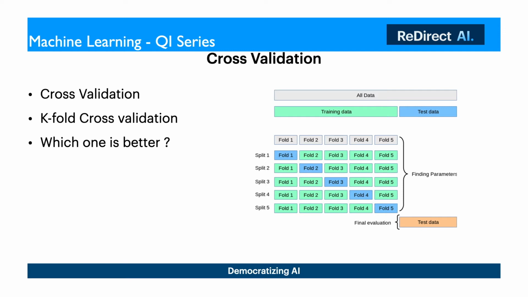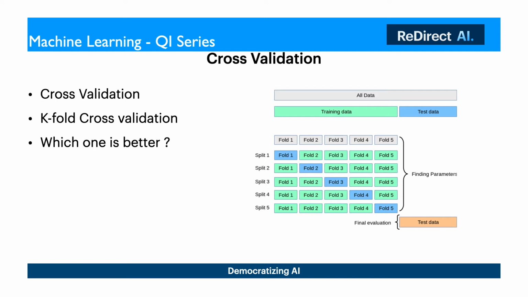Like in the given example, we make 5 folds of the data, and fold 1 will be used for testing purposes, and folds 2, 3, 4 and 5 will be used for training purposes. So that's how a model is trained. The various combinations of the models are trained on different folds. For example, it will go to split 1, then split 2, then split 3, then split 4, then split 5, and the final evaluation will be done on the test data.